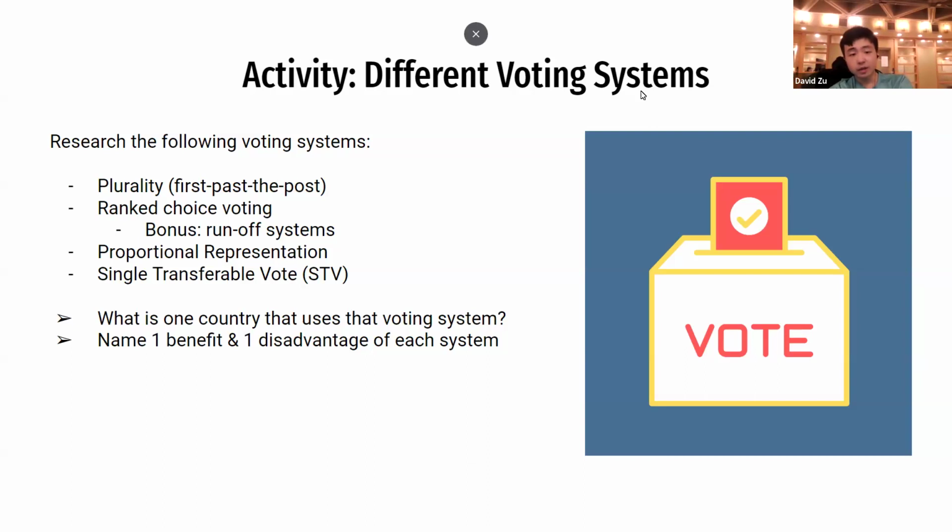So I'll just randomly assign you to these voting systems, and then what I want you to do, you can use the internet, you can use AI if you want, is just understand how the voting system works, right? How does it select a leader for a country? What is one country that uses that voting system? I want a real world country, a real world example. And then if you have time, you can also find out one benefit, so one way the voting system is good at selecting leaders, and then one disadvantage, so one way there's a flaw in the way the system selects the leaders of the country.